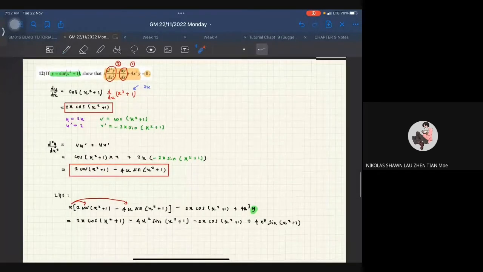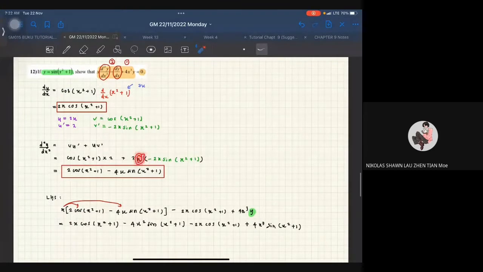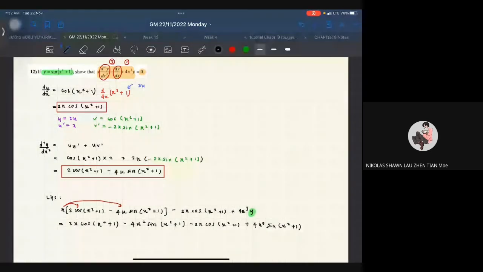Right, so tengok balik dekat atas. So kita ada x dekat sini dengan x dekat sini. Okay, so this one supposedly ada square. So ada square dekat atas dia. So dekat bawah ni pun akan ada square. So yang ni akan jadi kuasa 3.